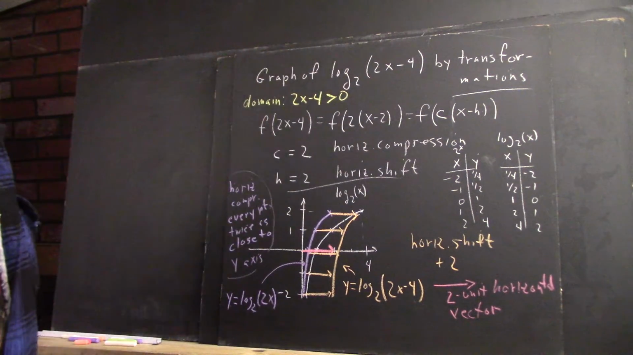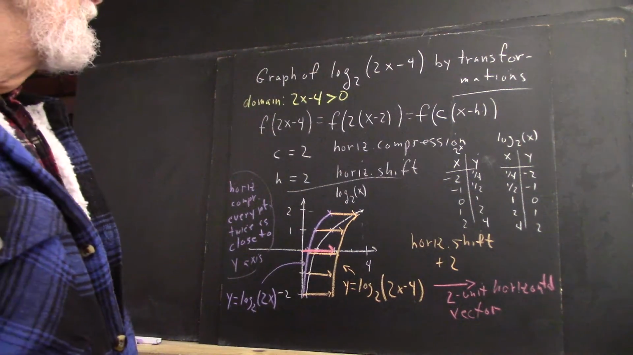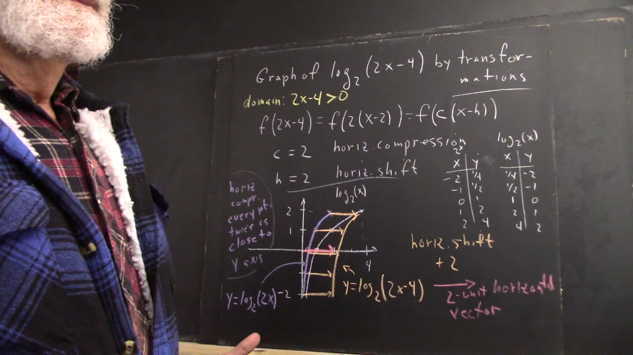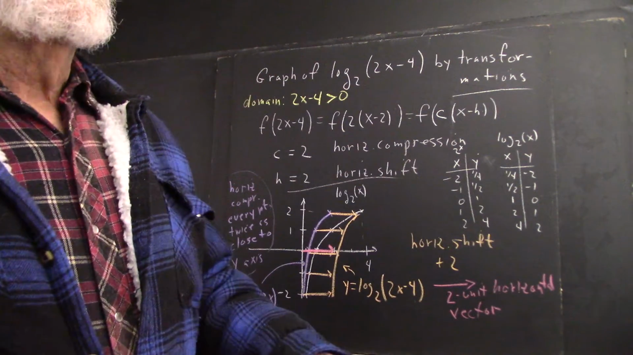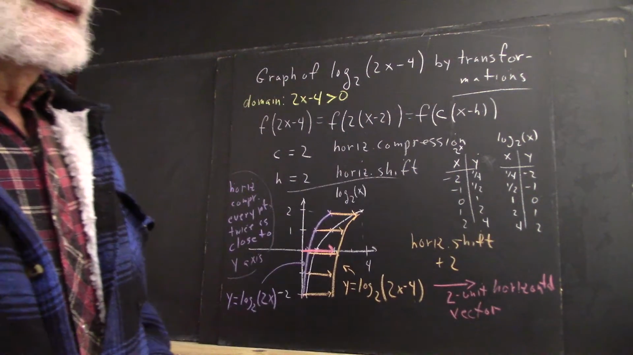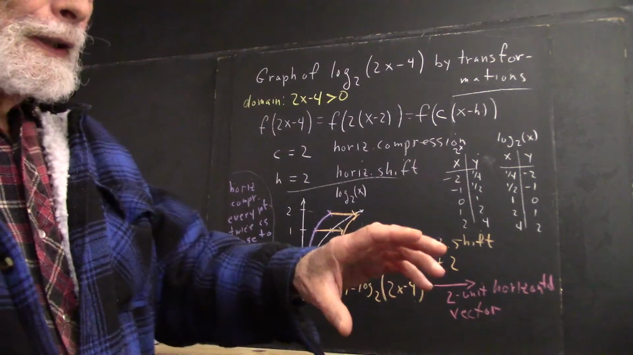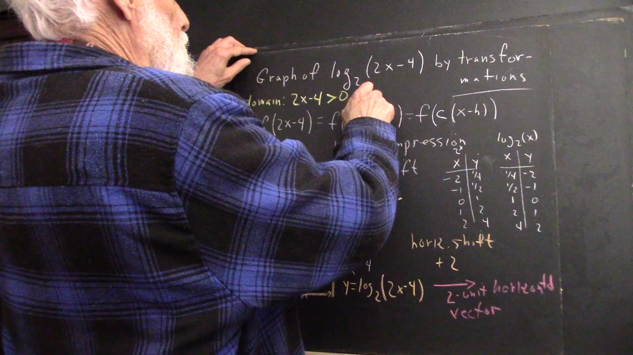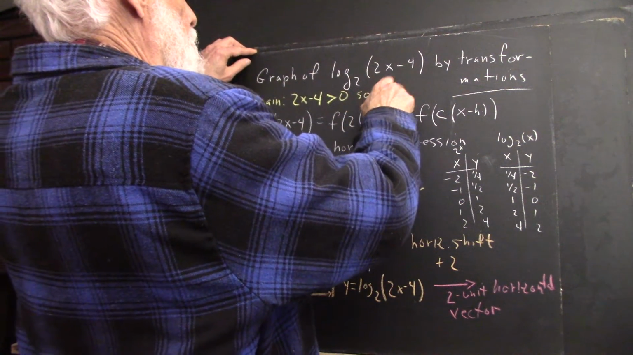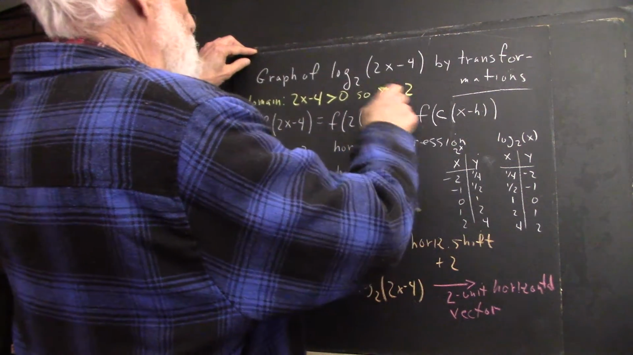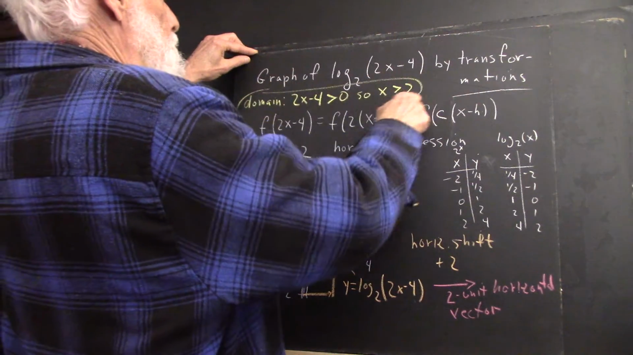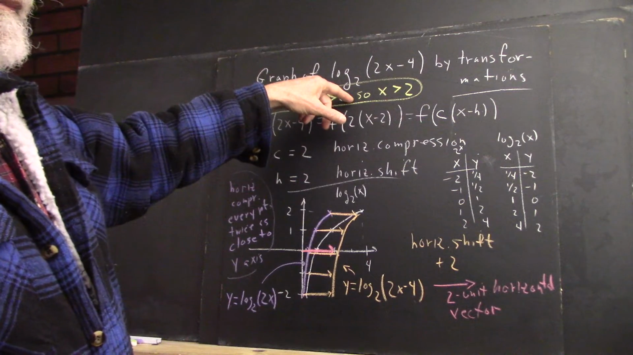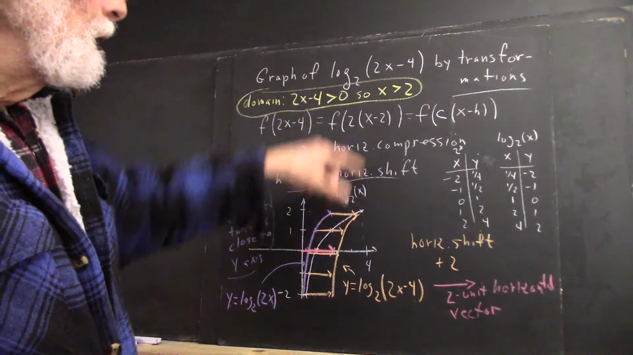Well, 2x minus 4 has to be greater than 0 because you can't apply a log to something that's less than 0, because the exponential function can't be less than 0. Okay? And make sure you understand that connection. But the domain: 2x minus 4 is greater than 0. So x has to be greater than 2. Now, I could have done that originally, but I wanted to work this through.